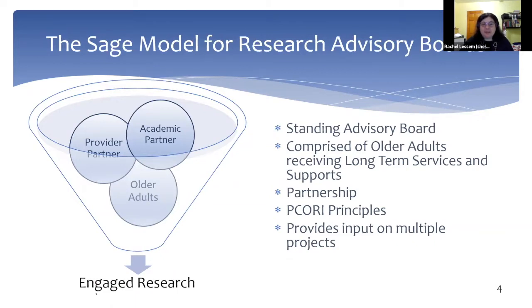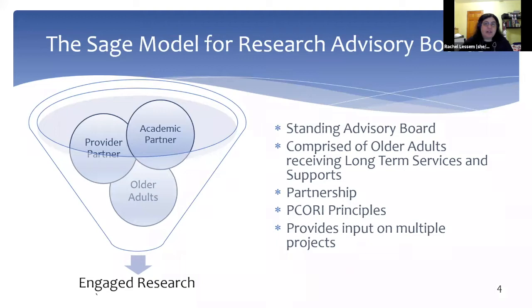If not, just very quickly, what is the SAGE model? It's a standing and ongoing research advisory board comprised of older adults who operate as SAGEs, offering guidance from the expertise of their lived experience receiving long-term services and supports or similar populations. And it's based on a partnership between an academic partner and an LTSS provider in an ongoing reciprocal relationship. Guided by the PCORI principles of engagement, including reciprocal relationships, co-learning, partnership, trust, transparency, and honesty.